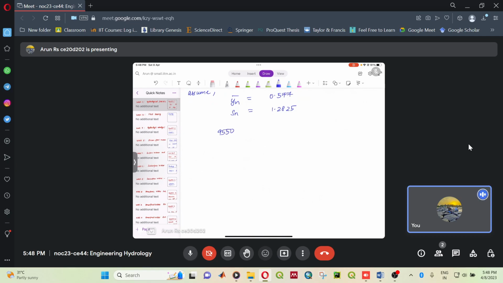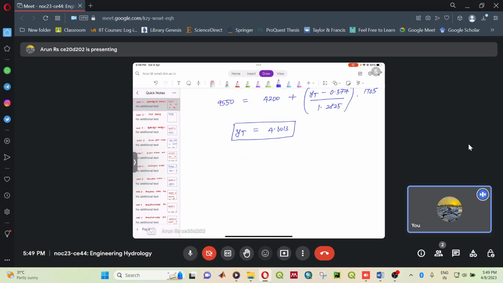So 9550 is xt, which is equal to the mean 4,200 plus k, which is yt minus yn bar divided by Sn, into the standard deviation, which is 1705. Now from this we can estimate yt as 4.6013. So we have now estimated the reduced variate.